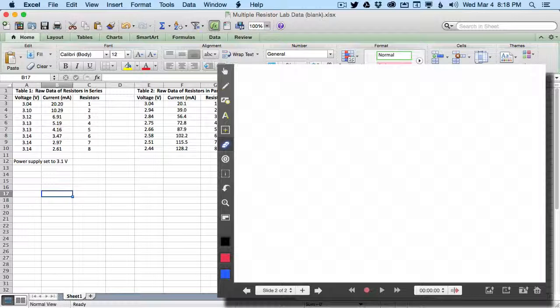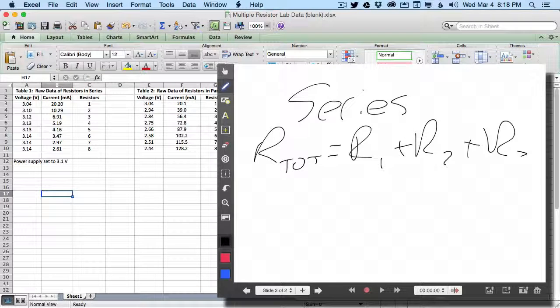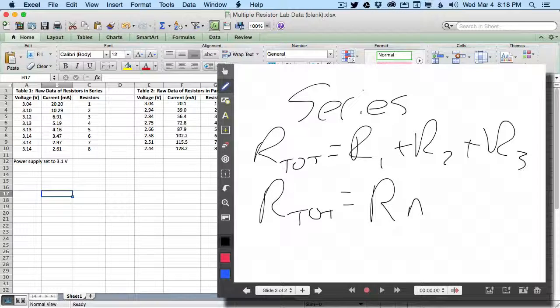So, for example, we start with a series circuit. In a series circuit, the rule is that the total resistance equals R1 plus R2 plus R3 and so on. Now, if these resistors are the same, we can simplify that by saying the total resistance equals R multiplied by N. What this equation means is if I take the value of one resistor and multiply it by the number of resistors in series, I will get the total resistance.